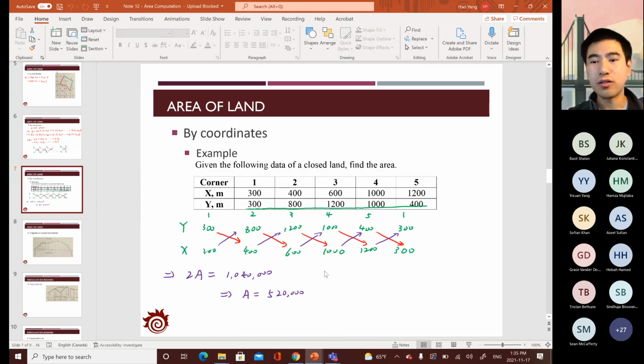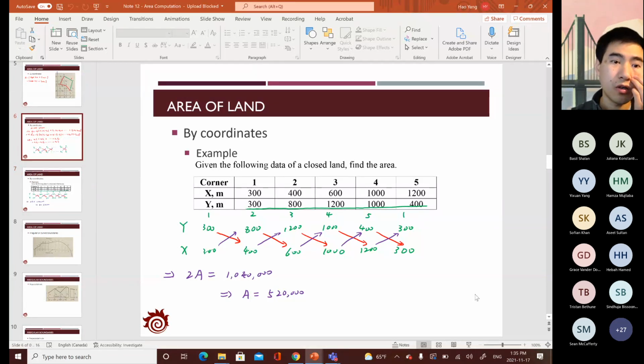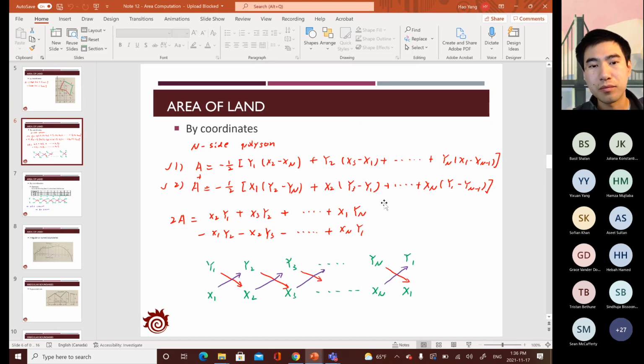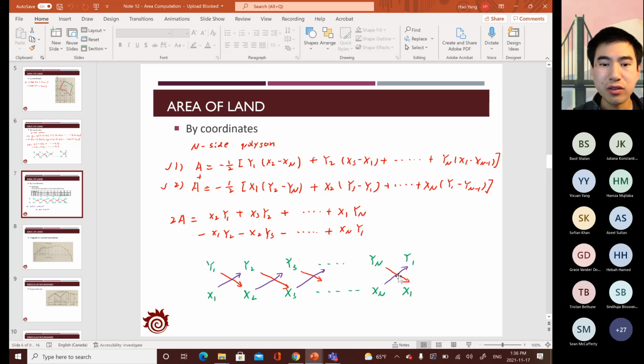Okay, so this is where we left off last week. We introduced the method for calculating areas based on the coordinate method. Once you have identified the coordinates of all the points on the closed polygon, you can then utilize the x and y coordinates, as you see here, to calculate the area.